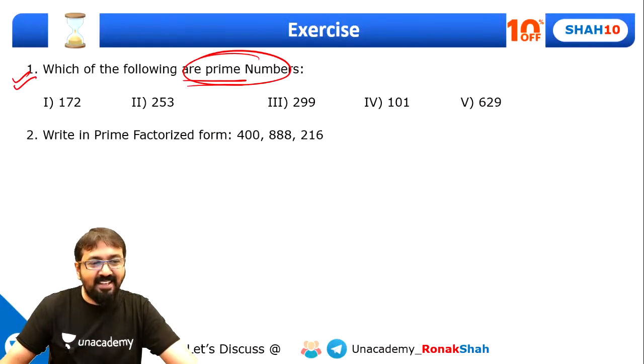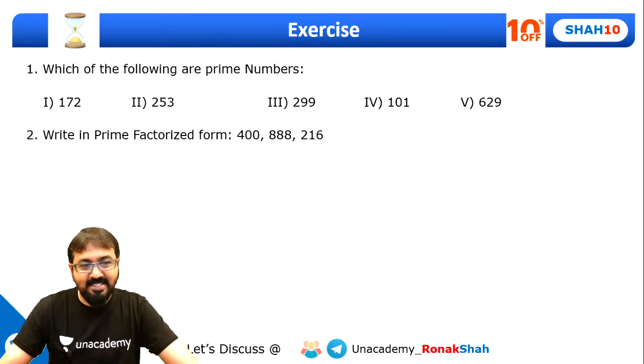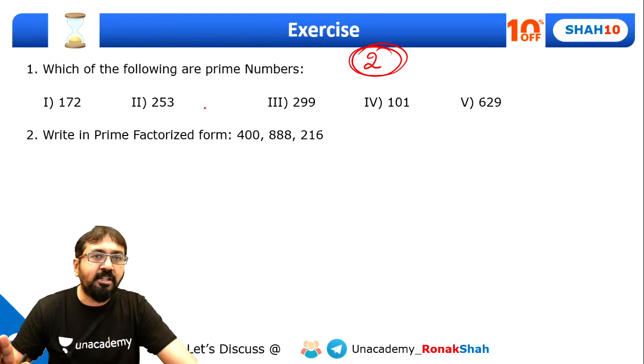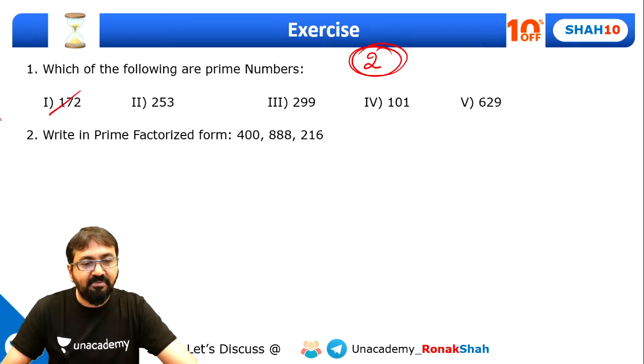Fine. Chalo, let's take the questions so you'll understand that better. Guys, which of the following are prime numbers? याद रखना 2 is the only even prime number. उसके अलावा कोई भी even number prime नहीं हो सकता. तो कहने से 172 is surely not a prime number, right?